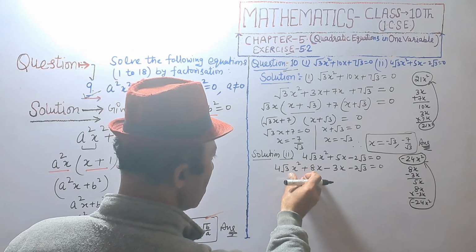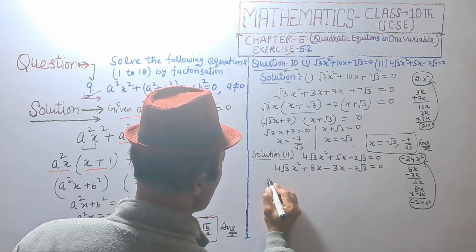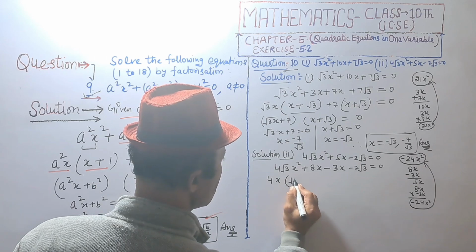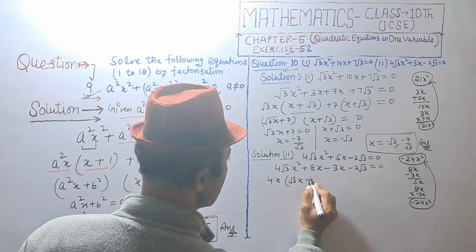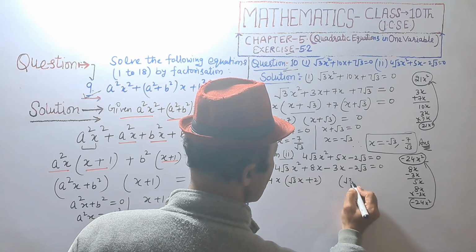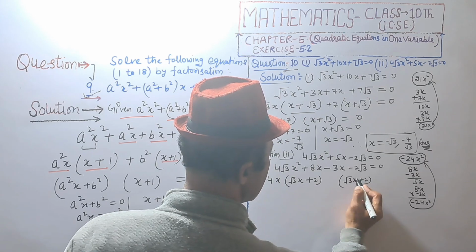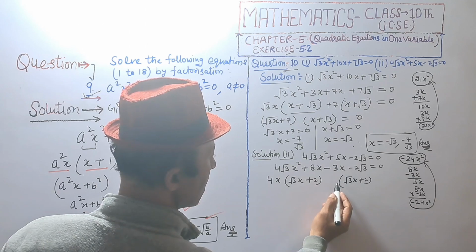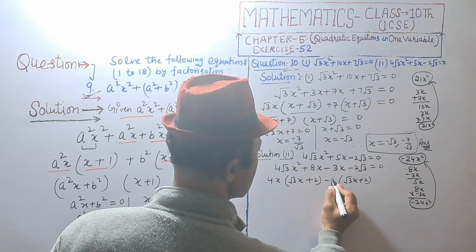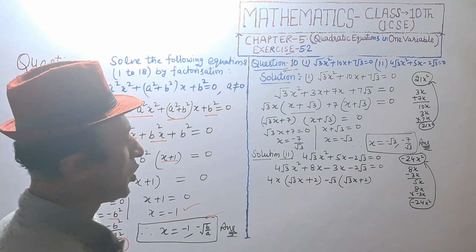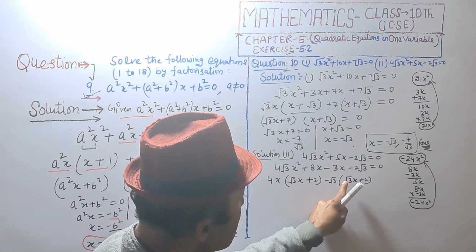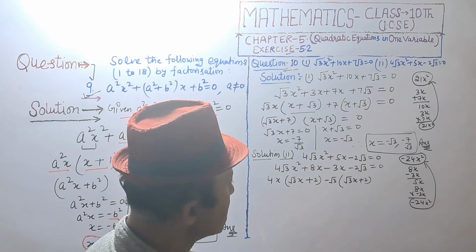We are taking common from the first two terms 4x, and in bracket root 3x plus 2. 4x 2s are 8x, and root 3x plus 2 in bracket. Minus, root 3 in common. Minus root 3 into root 3, that is root 3 square. Root square is cancelled, that is equal to 3.